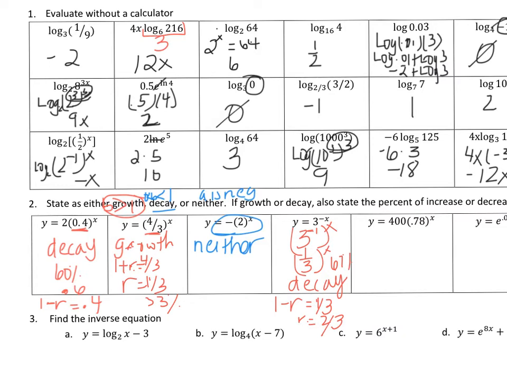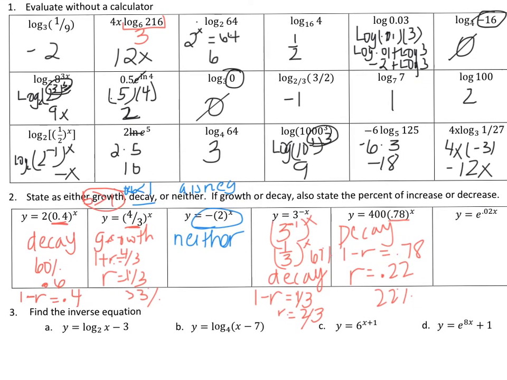Number 5 here, 400 times 0.78 to the x. 0.78 is our b. That's between 0 and 1. So it's decay. And if 1 minus r is 0.78, so when it's decay, it's 1 minus r. When it's growth, it's 1 plus r. R is equal to 0.22, or 22%.